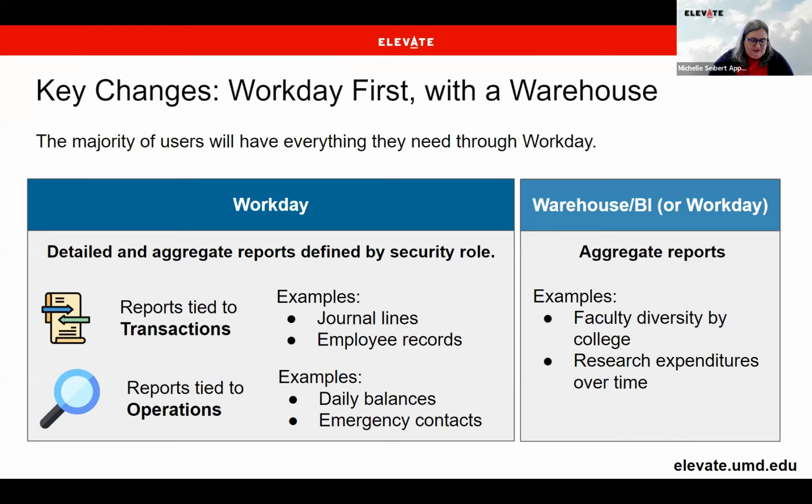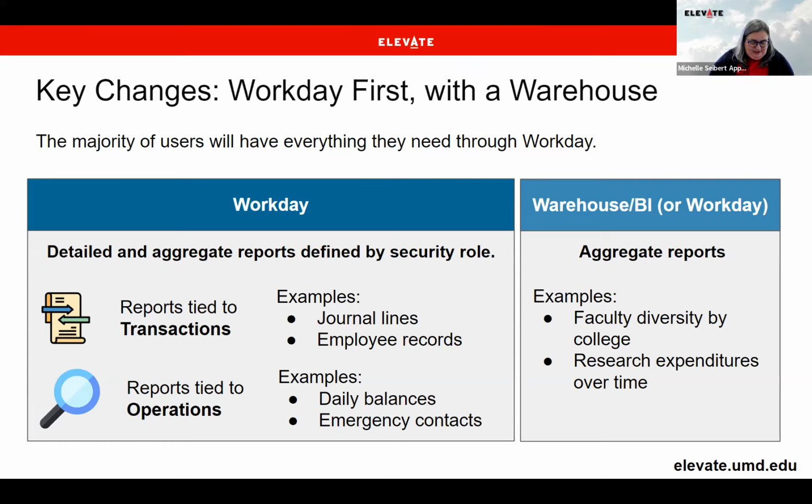You'll use Workday reports for transactions to get to the everyday business processes that you need to accomplish, like pulling a list of journal lines so you can make adjustments, or viewing lists of employees so that you can make necessary changes to their records. Workday also has operational reports, so you can look at the most up-to-date data for your day-to-day management and decisions. You won't have to wait overnight for a warehouse refresh to see your daily balance or to see any changes that were made to your employees' emergency contacts.